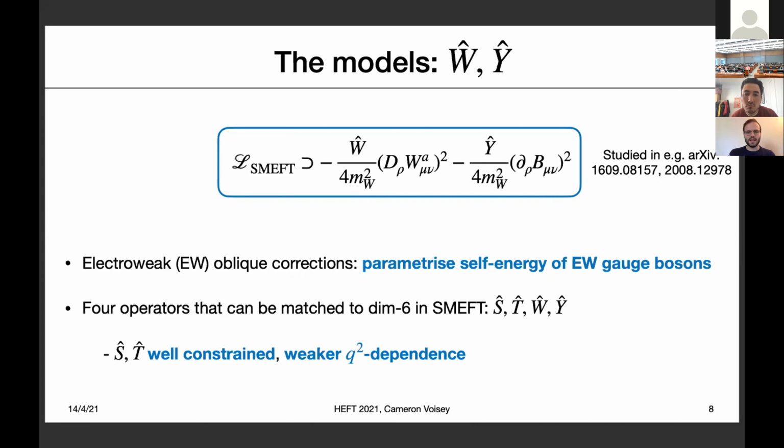And in fact, if you want to try and look at this and map the operators to dimension 6 in the SMEFT, there are 4 such operators, S, T, W, and Y. But we only focus on W and Y here because, first of all, S and T are well constrained by precision LEP data, and also they have a weaker Q² dependence. So since we're interested in high energy data, we're safe in just focusing on W and Y here.